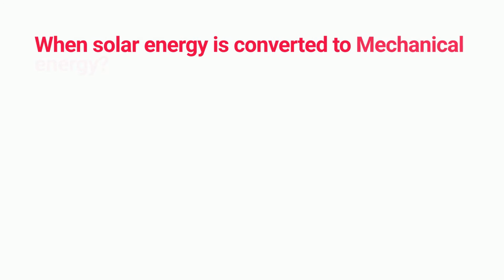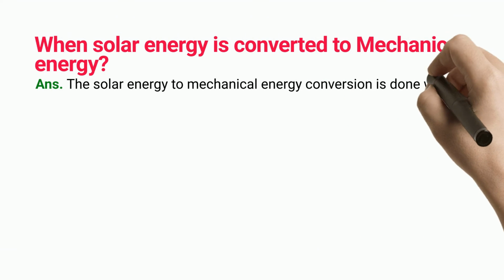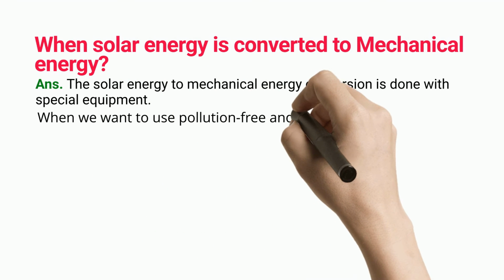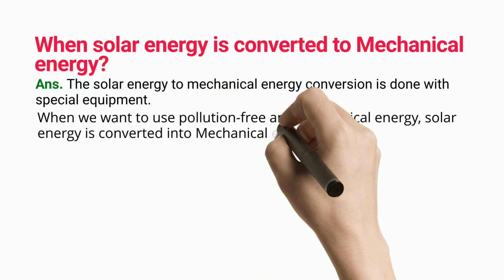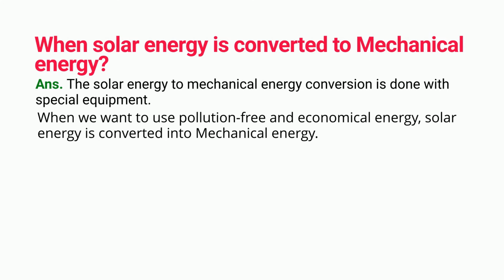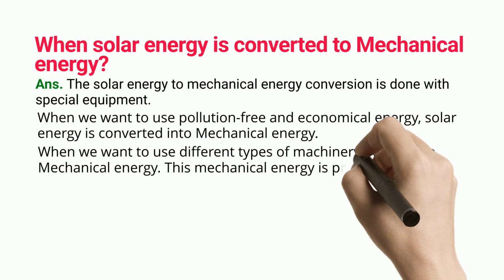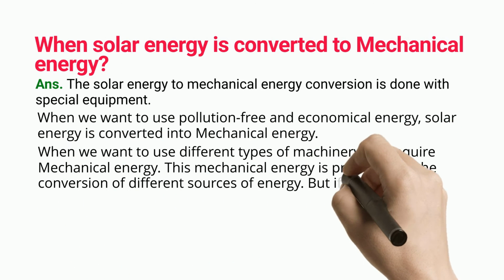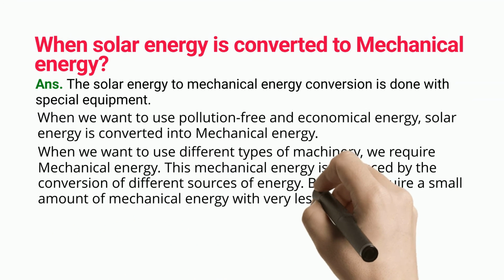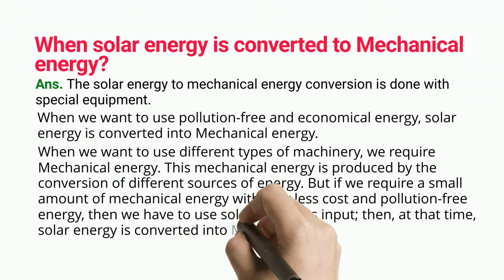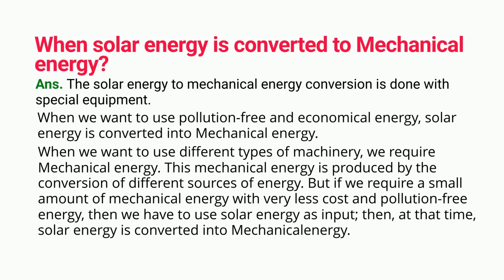When solar energy is converted to mechanical energy, the conversion is done with special equipment. When we want to use pollution-free and economical energy, solar energy is converted into mechanical energy. When we want to use different types of machinery, we require mechanical energy. This mechanical energy is produced by the conversion of different sources of energy. But if we require a small amount of mechanical energy with very low cost and pollution-free energy, then we have to use solar energy as input. Then, at that time, solar energy is converted into mechanical energy.